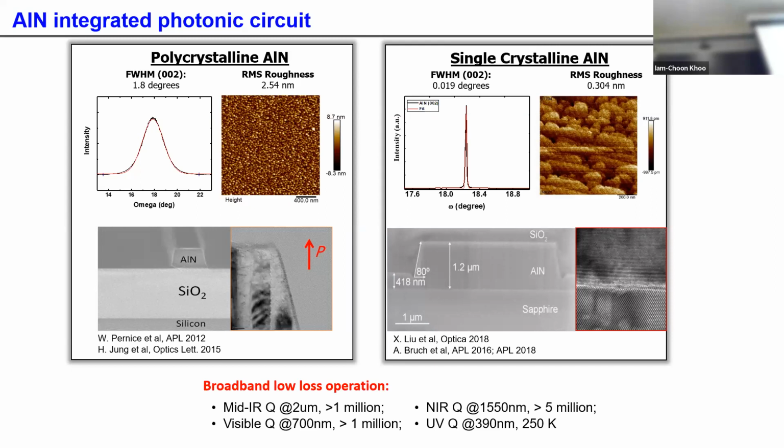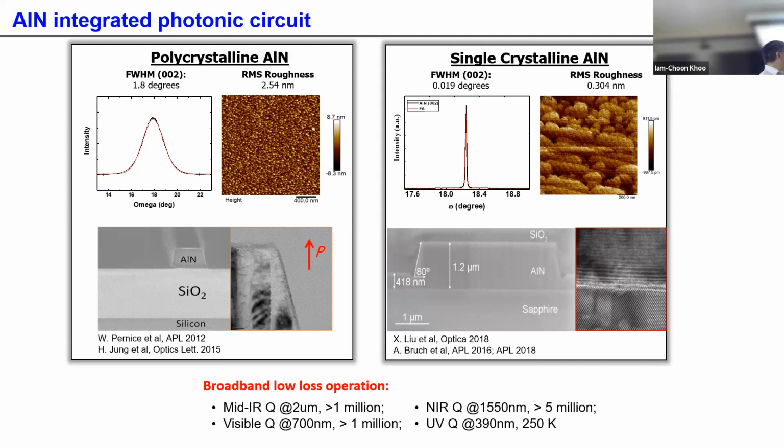And then more recently, now we use a single crystal material. You can see in the middle that the domain actually becomes very narrow, and the surface becomes much smoother. Here's a 2 nanometer roughness, and here is like 0.3 nanometer roughness. So as a result, we have a much higher quality factor with the single crystalline material. Those are MOCVD aluminum nitride.